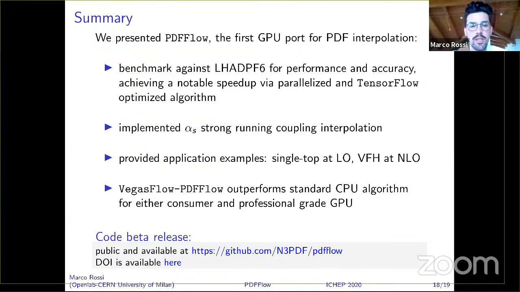The code has been recently released, and so it's public and available at the GitHub repository of N3PDF. Also, the DOI is available at this link.